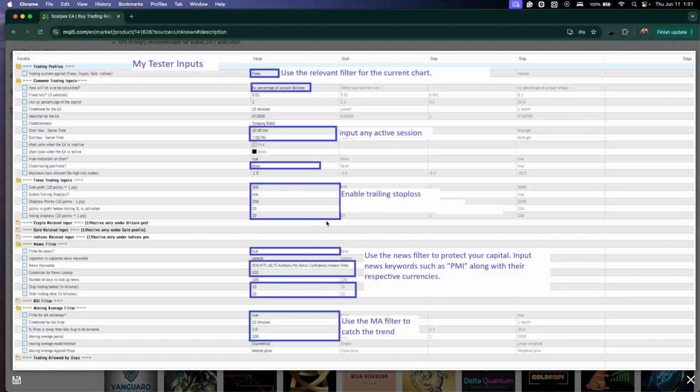These are the settings that you can actually edit and configure. You can see them marked in blue, and these are the filters: the RSI filter, the moving average filter. All of these can be edited, all of this can be changed to suit your trading style. And that is all for the Scalpex expert advisor.